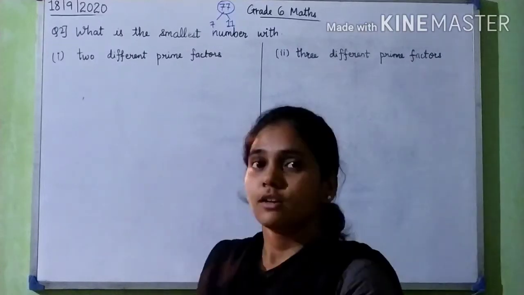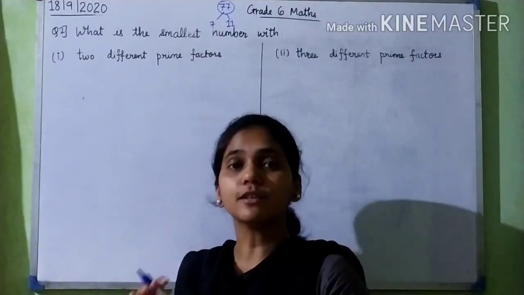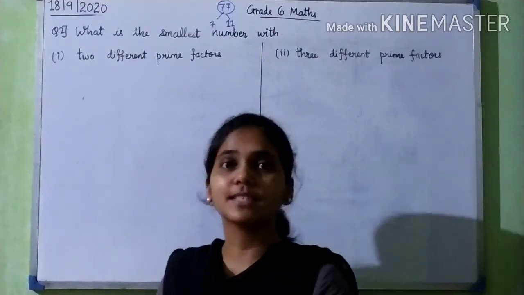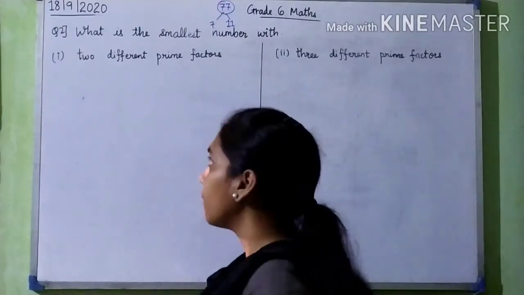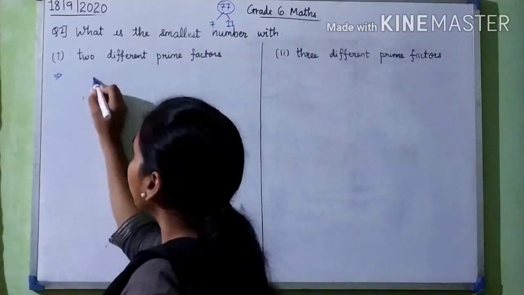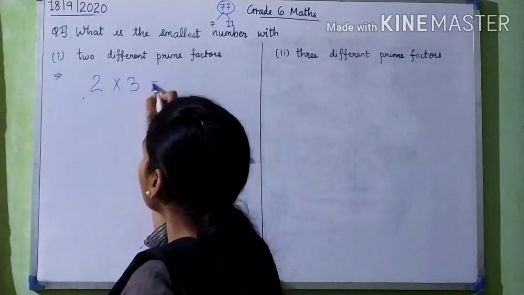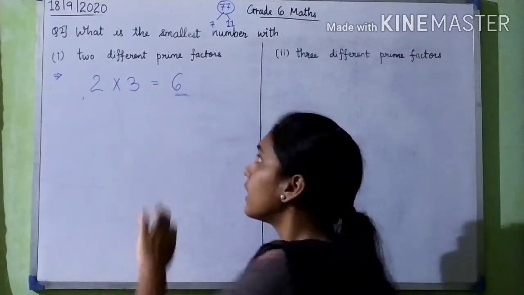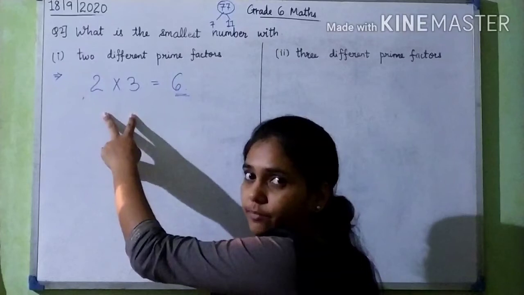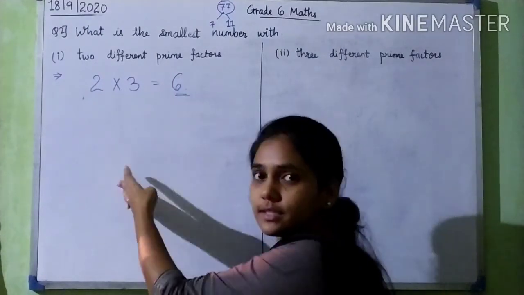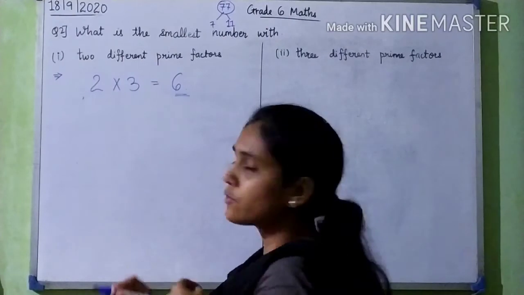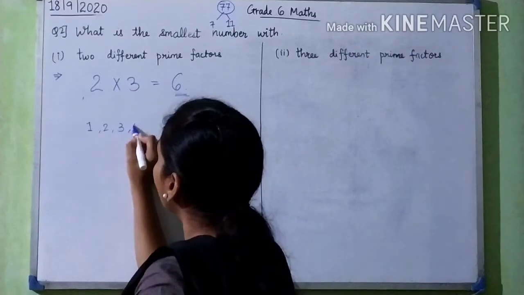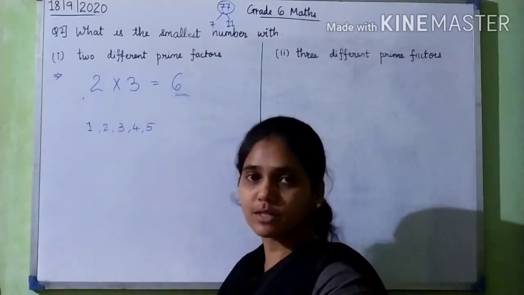So what we will do, we will take the smallest prime numbers. Okay, so the smallest prime number, the first number is 2 and the second number is 3. Okay, so if we multiply 2 and 3, what do we get? 2 multiplied by 3 is equal to 6. Okay, so 6 is the smallest number which has 2 different prime factors. Okay, if we check numbers lesser than 6, which numbers are lesser than 6? 1, 2, 3, 4 and 5. All these numbers are lesser than 6.